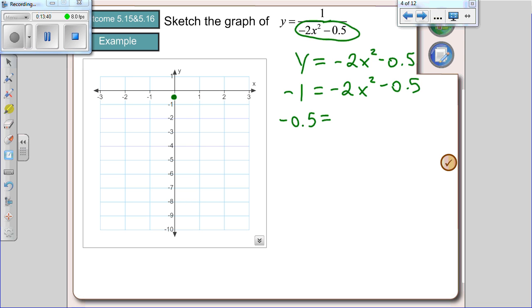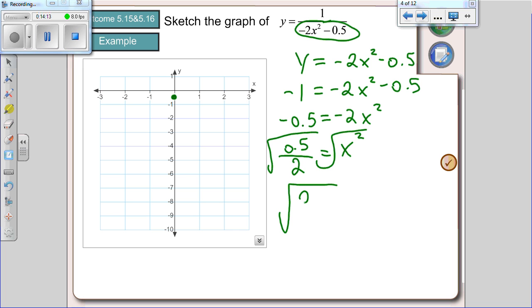Okay, so I've moved over my 0.5. I've got negative 2x squared. I'm going to divide both sides by negative 2. So I get 0.5 divided by 2. Negative 1 plus 0.5. Yep. The negatives cancel each other out. Square root both sides. So square root, and you're going to have the square root of 0.5 over 2 is x.